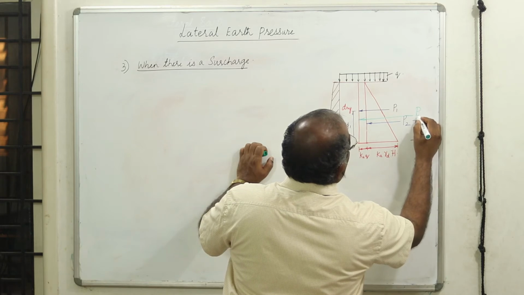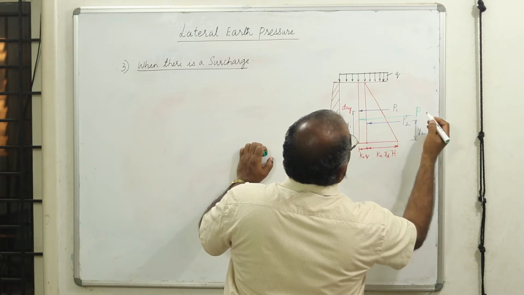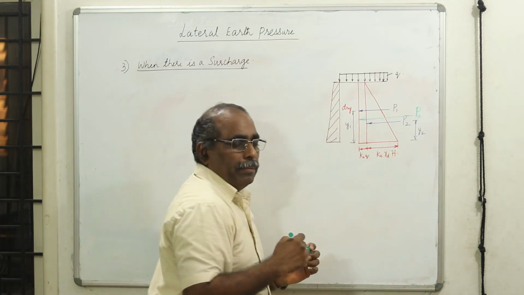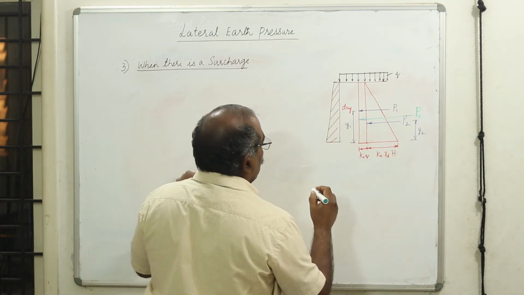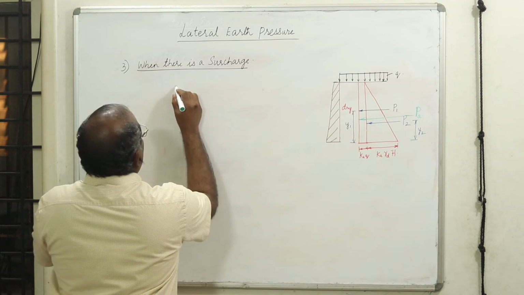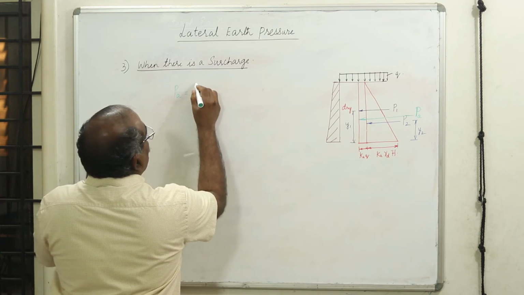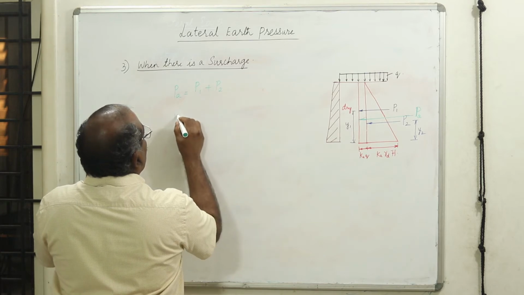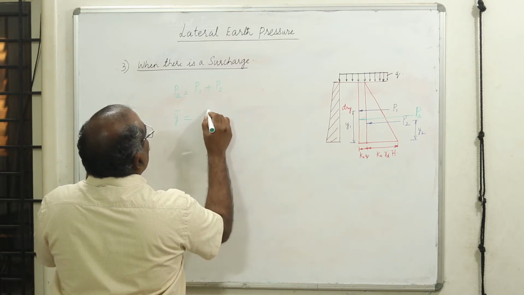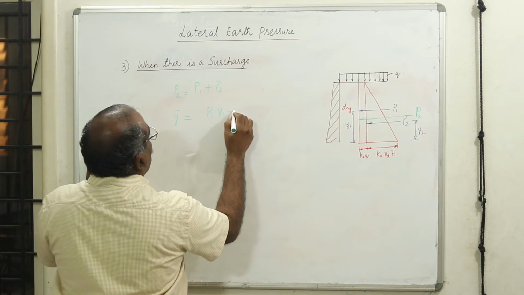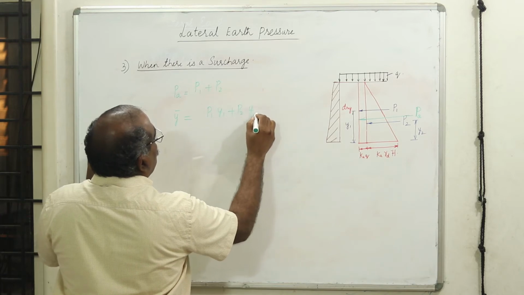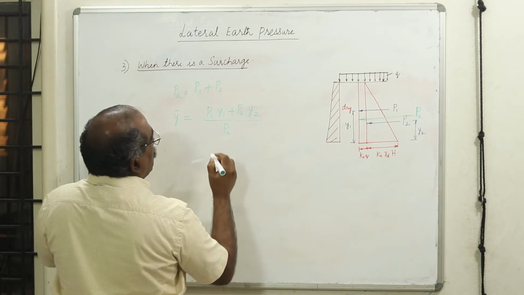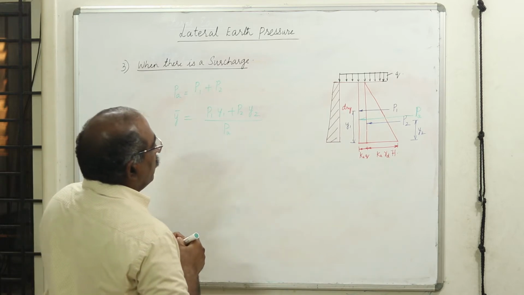Now P means the thrust. If it is an active case, we call it as PA. If it is passive case, it is called PP, depending upon that. Now PA is the total thrust. PA is equal to P1 plus P2, and the line of action Y bar is equal to P1 into Y1 plus P2 into Y2 divided by PA or P. This is how we want to find out.